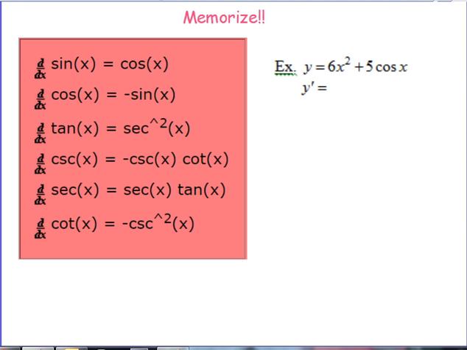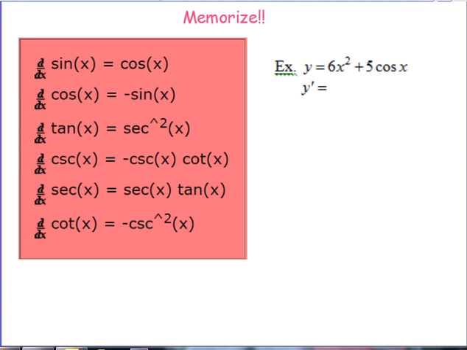Okay? So, according to this, the derivative of sine is equal to what? Cosine. The derivative of cosine is negative sine. The derivative of tangent is secant squared of x. The derivative of cosecant is negative cosecant cotangent. Secant is secant tangent. And the derivative of cotangent is negative cosecant squared. So I'm going to give you some time to copy that down.